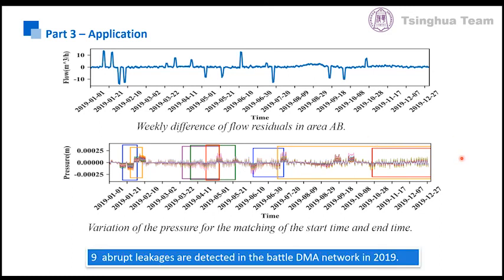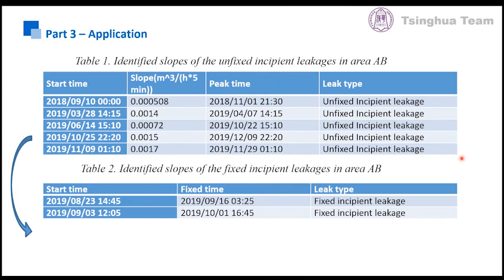Therefore, 9 abrupt leaks are detected in the Battle DMA networks in 2019. For incipient leakages, as shown in the tables, 7 incipient leakages are identified by the window size-based SVC slope method. However, the peak of each unfixed incipient leakage is hard to determine because of the overlap of different incipient leakages. Therefore, an approximate peak time is given for each incipient leakage.